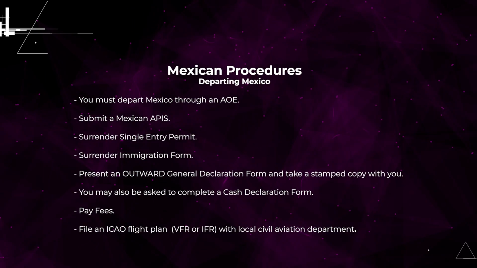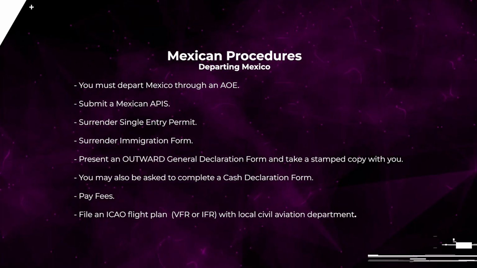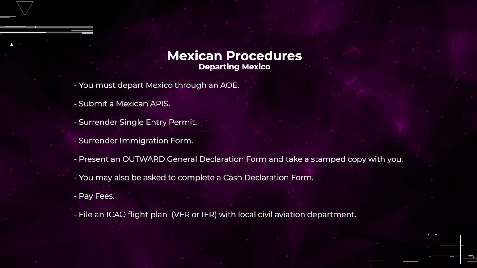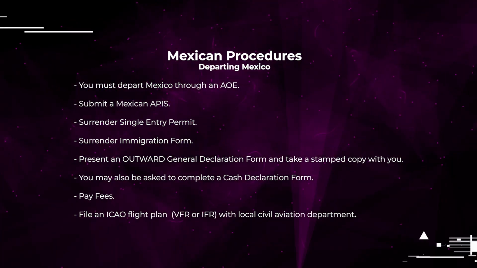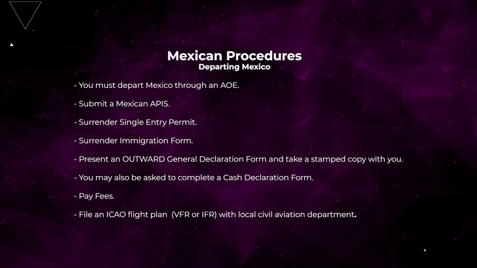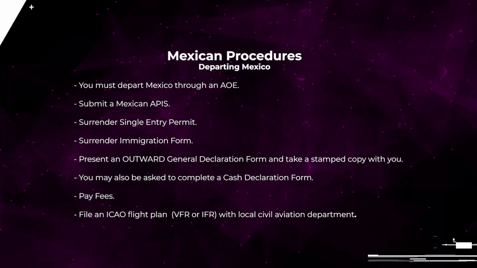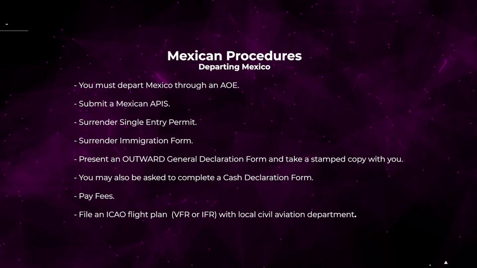As with all good things in life, everything unfortunately has to come to an end, and visiting Mexico is one of those things. So now when it comes time to go, you need to remember that flights from Mexico to a foreign country, including the US, must depart Mexico through an AOE. You must also submit your Mexican APIS within the time frame specified. If you had a single entry permit, you must surrender it to the authorities.